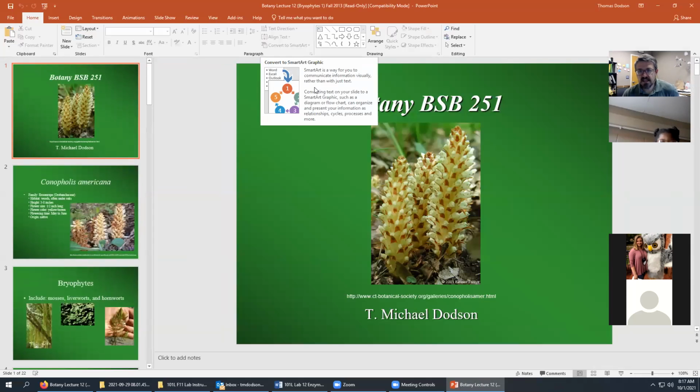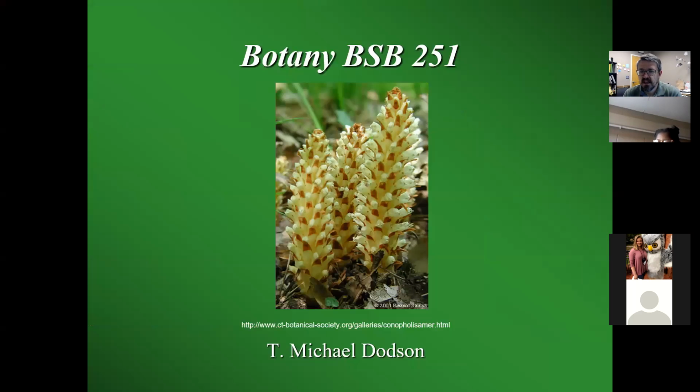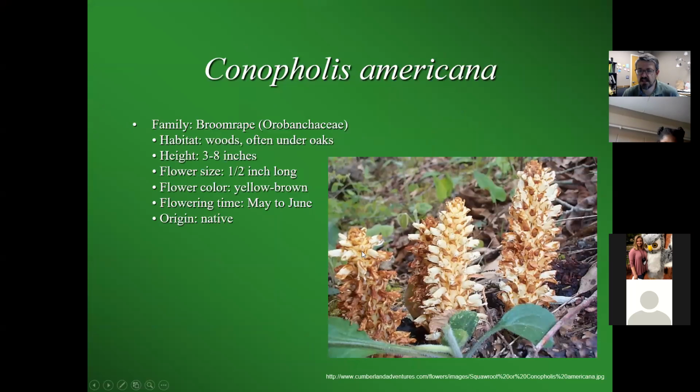And our plant of the day is not a bryophyte. It's just a random other plant. This is Conopholis americana. And it is a parasitic plant that grows, I think, on oak tree roots. Some people call it squirrel corn. I guess it looks like corn. It's in the family Orobanchaceae, sometimes called the broomrape family.